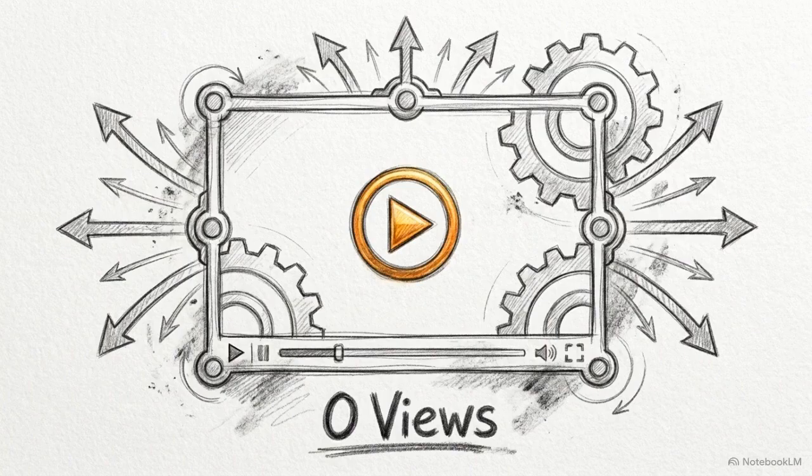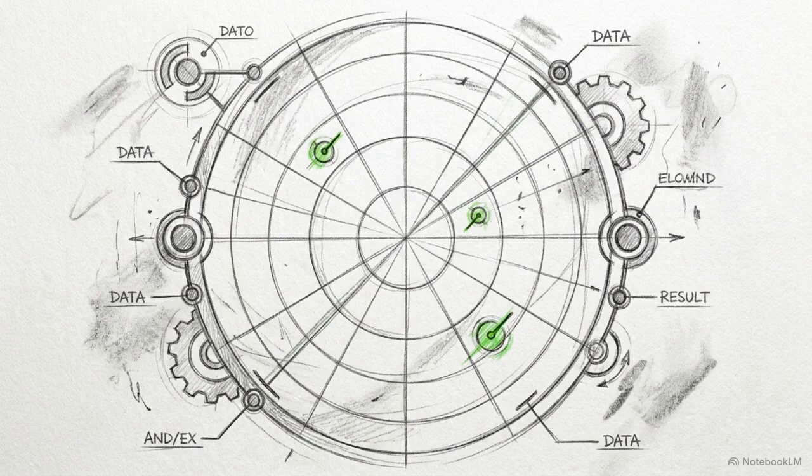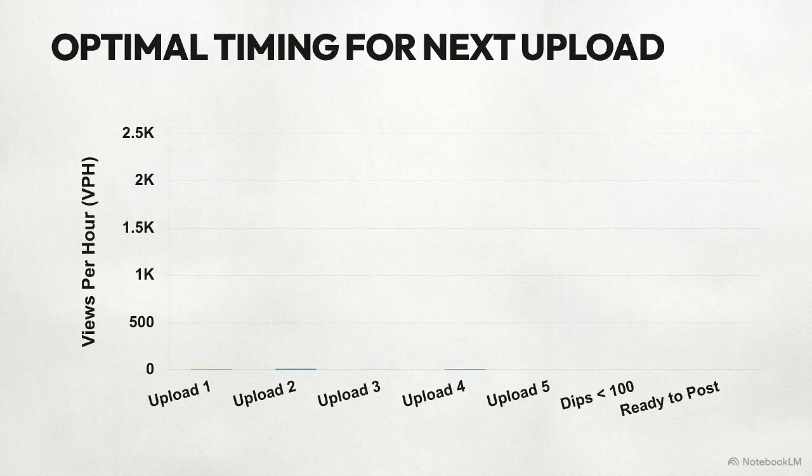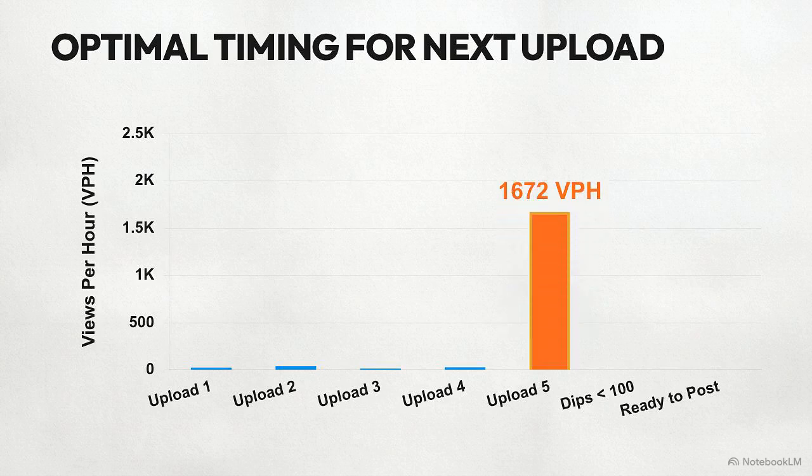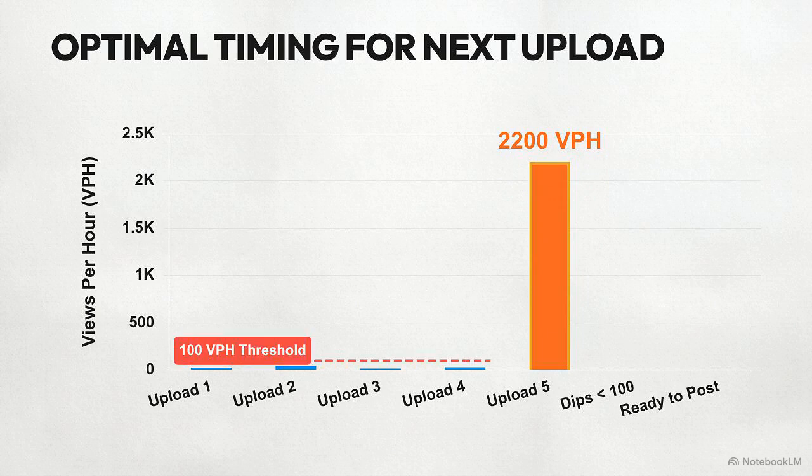After the first upload, you must manage your expectations. Receiving only a handful of initial views is a standard baseline while the system begins its discovery phase. YouTube tests your content with small audiences to map viewer demographics. This chart shows a flat line for early uploads, followed by the 5th video exploding once the system identifies the correct target audience. To avoid cannibalizing your own growth, wait at least 48 hours between uploads.